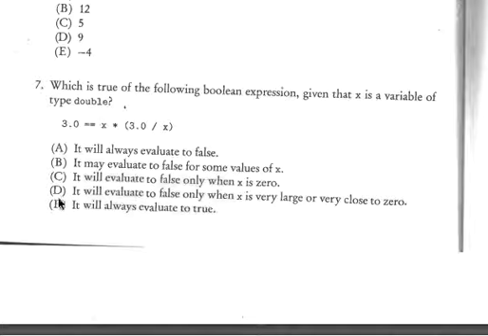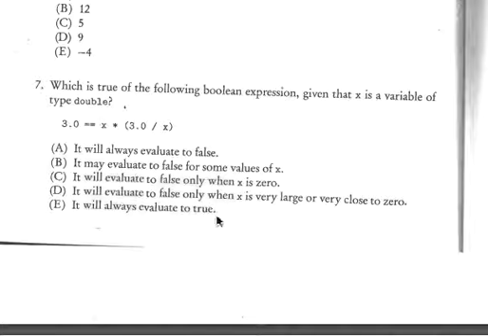And then D, it will evaluate to false only when x is very large or very close to 0. So this one might set off an alarm like this is it, but it is not it because again, 9 out of 10 times there's a round off error. So then there are some very large numbers where this will not cause a round off error. There are some very small numbers where this will not cause a round off error, right? 1 out of 10 times it does not. So D is not an answer.